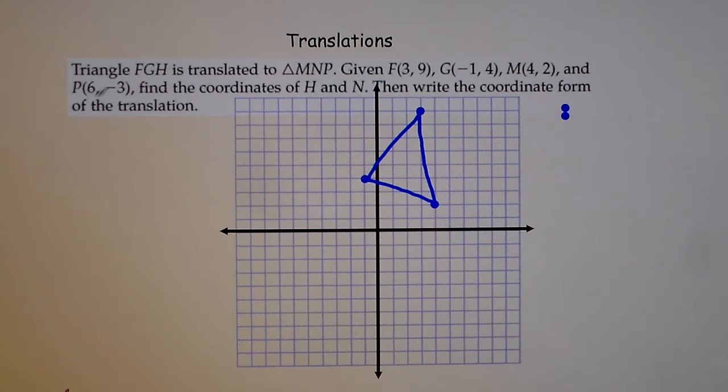And P, 6, negative 3. Oops. So it's not a triangle. So P is 6, negative 3. So 1, 2, 3, 4, 5, 6, negative 3. Find the coordinates of H and N. Oh no, it was a triangle. Silly me.